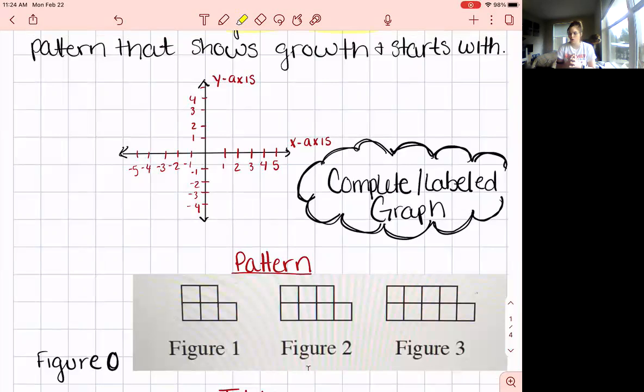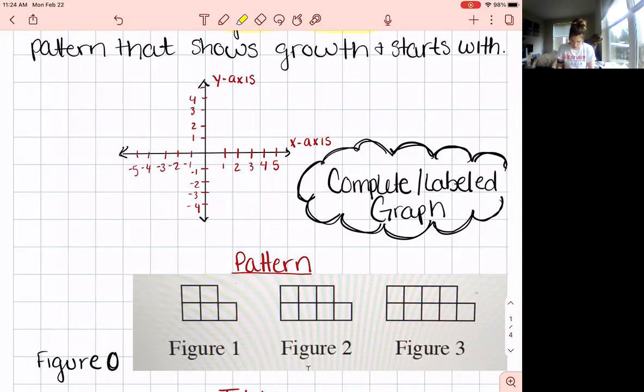Okay, so what we're going to do is draw figure 0, but the other thing we're going to start doing on all of our representations, we started it a little bit last time, is show the starts with and grows by on every one. Obviously figure 0 is our starts with, but we want to use our colors and our highlighters to also show how our patterns, our tables, our rules, and our graphs are growing so we get some consistency.